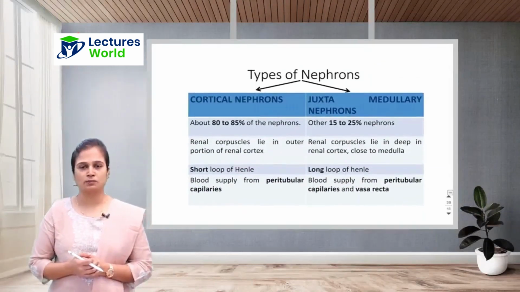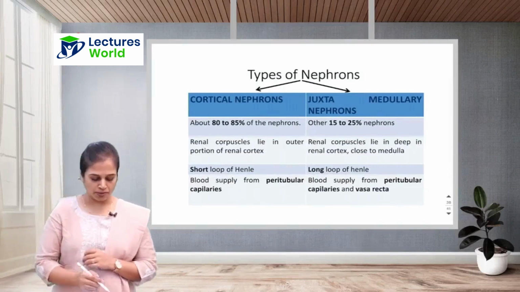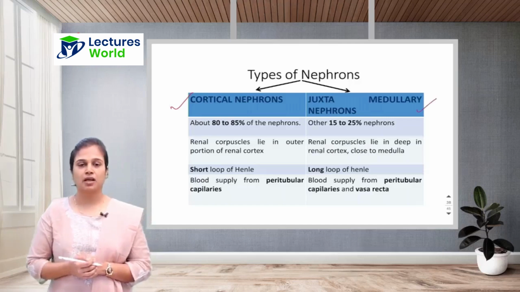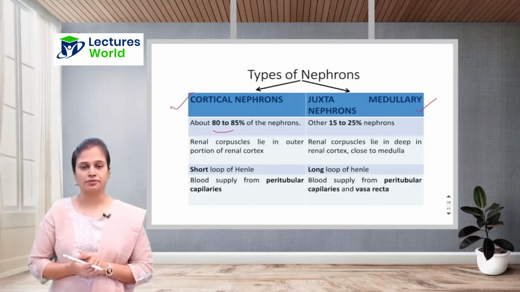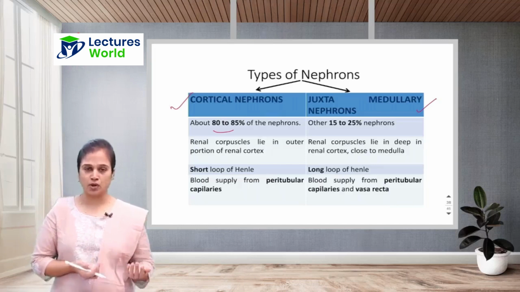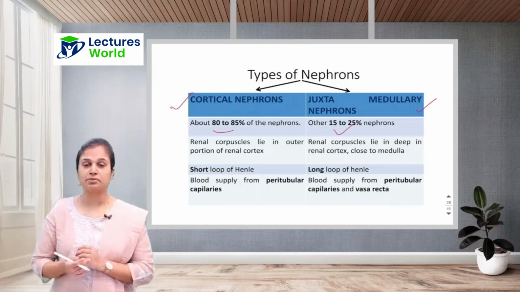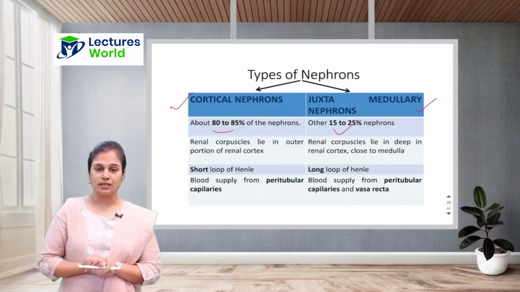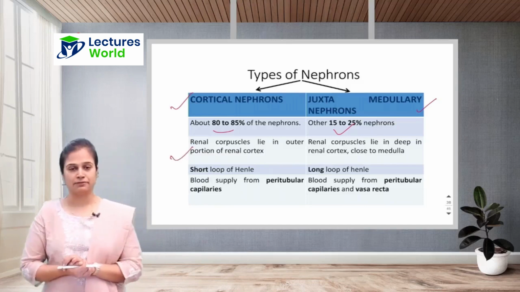Now we will talk more about the types of nephron. There are basically two types of nephron: cortical nephrons and juxtamedullary nephrons. Cortical nephrons are about 80 to 85% of the nephrons, and the rest, 15 to 25%, are juxtamedullary nephrons. In cortical nephrons, the renal corpuscle lies in the outer portion of the renal cortex.